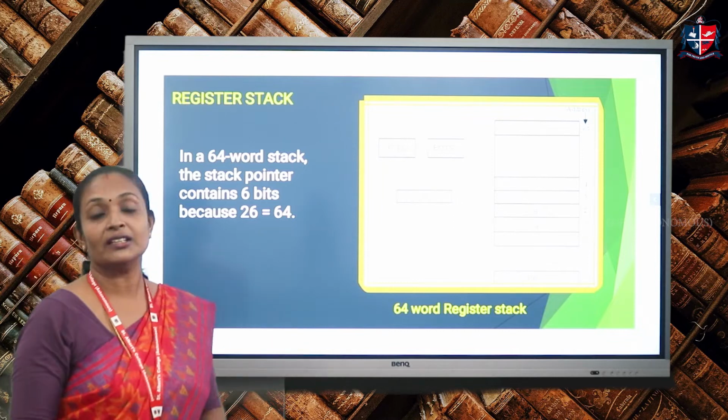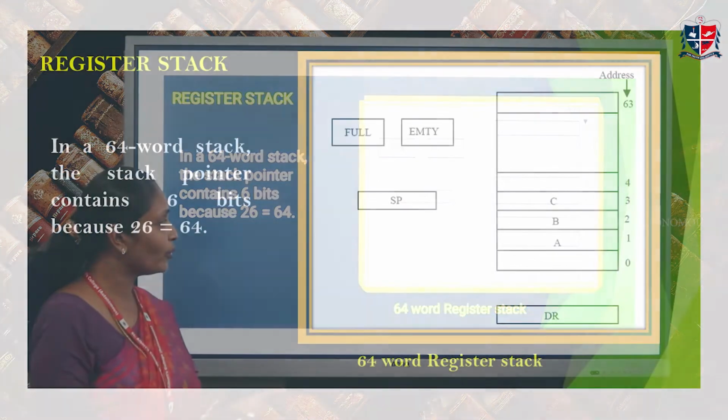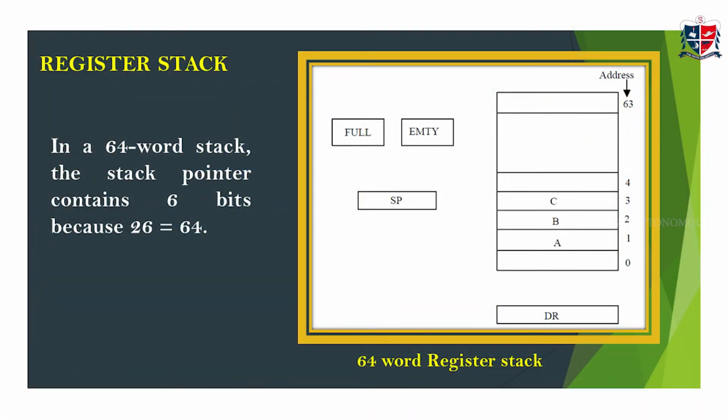The stack pointer is the register which points to the topmost element in the stack. In this diagram, the stack pointer points to C, that is, the third memory location. And we have another register, the data register, which is used to store data. Whatever item we want to enter into the stack is placed in the data register, and whatever item we retrieve or remove from the stack is also stored in the data register. So this is an overall idea about the register stack, and here we are taking the example of a 64-word stack.